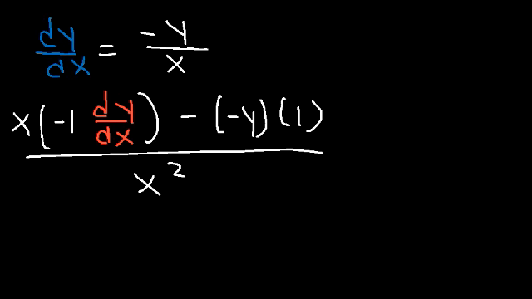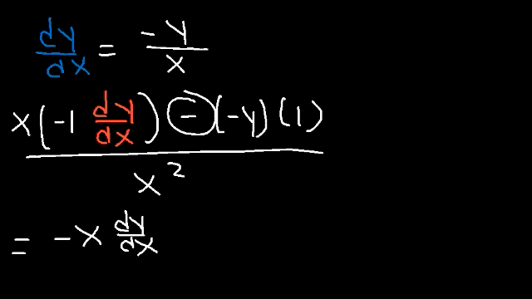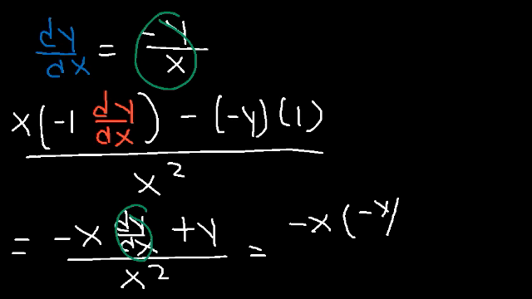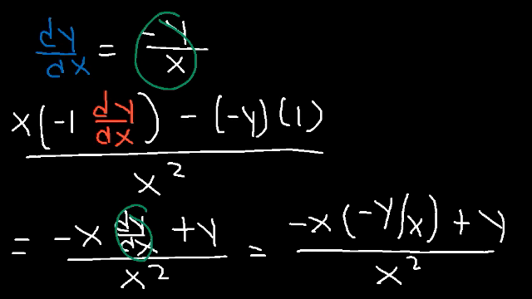So now let's simplify the expression that we now have. We have negative x dy/dx, negative y, that's plus y, divided by x squared. So now we need to replace dy/dx with negative y over x. So the x variables will cancel.